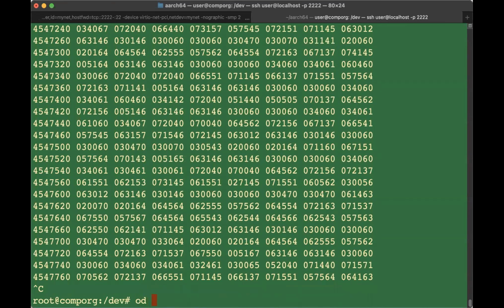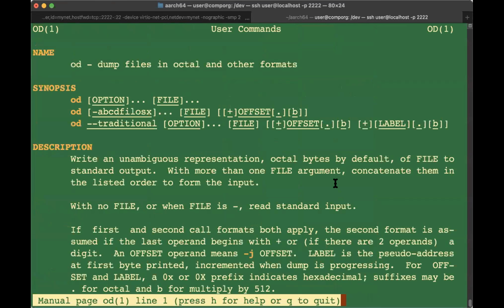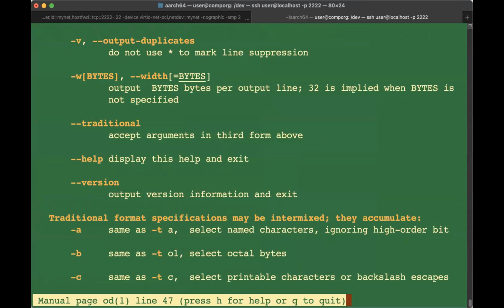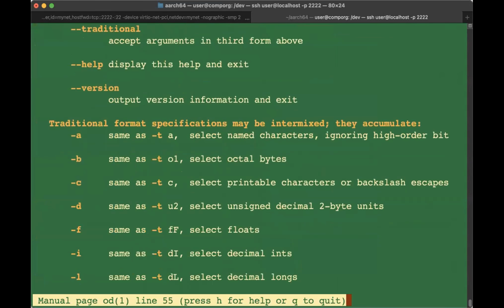Now, if you did hd, would that be high definition? No, that's terrible, George. Terrible job. man od. All right. So we could, oh, you can modify your hard drive. Let's see.